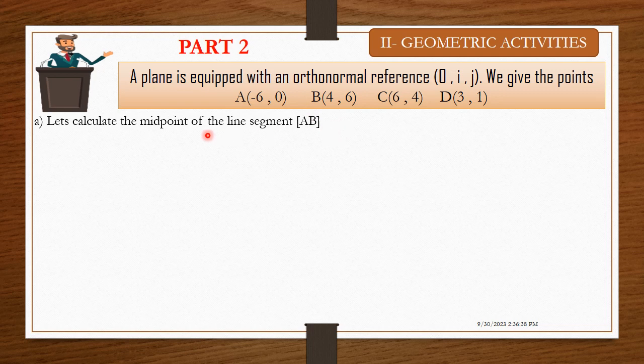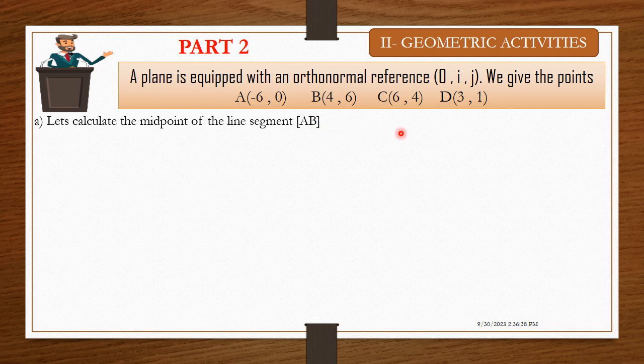A says calculate the midpoint of the line segment AB. Now what is a line segment? Anytime you see a line written in square brackets, then it means a line segment. This line segment runs from A to B. But remember, if it was a line, then we are not going to have this square bracket, meaning that it actually has no end, but a line segment has a start and an end.